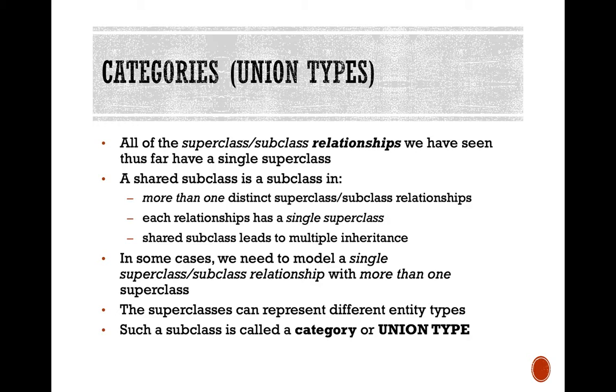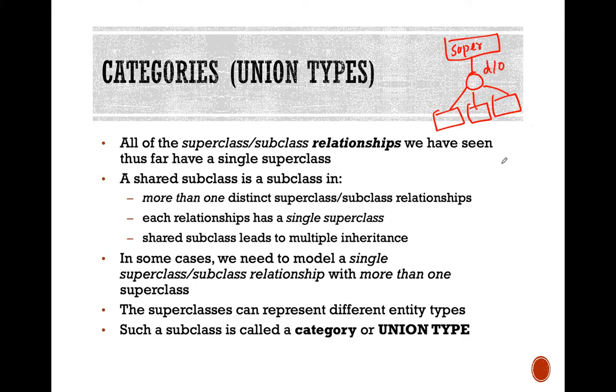For all the superclass and subclass relationships we have seen so far, they have actually had a single superclass. For all the examples, we have a superclass, and then from the superclass we can have multiple subclasses, and here it can be disjoint or overlapping.